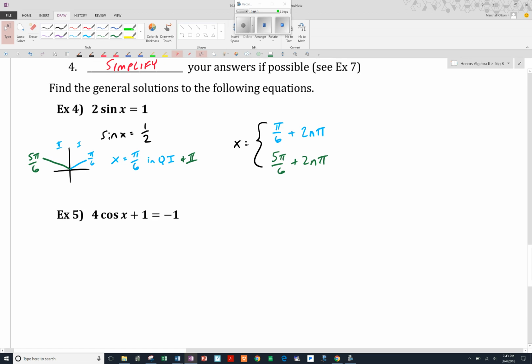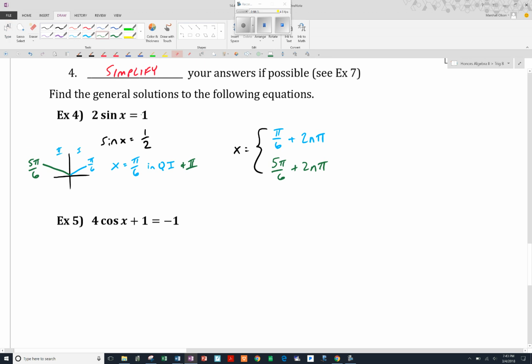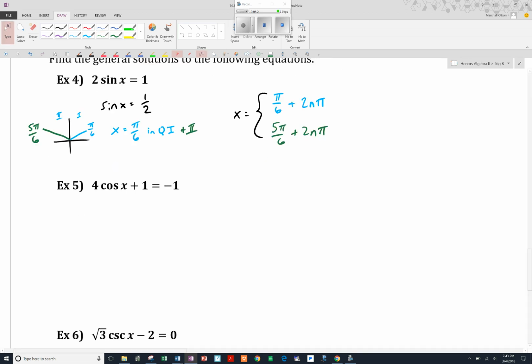So that's our final answer there. That covers all of the solutions to that equation. All right, in our next example here, we're going to subtract 1, which is negative 2, and then we're going to divide by 4, and negative 2 over 4 simplifies to negative 1/2.